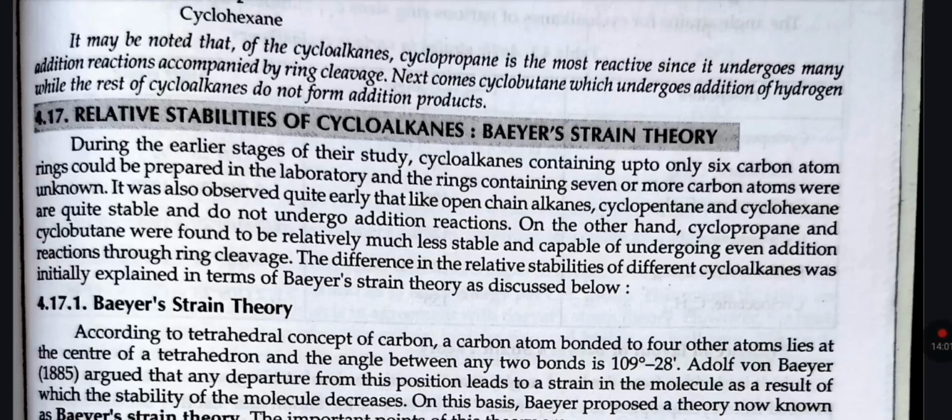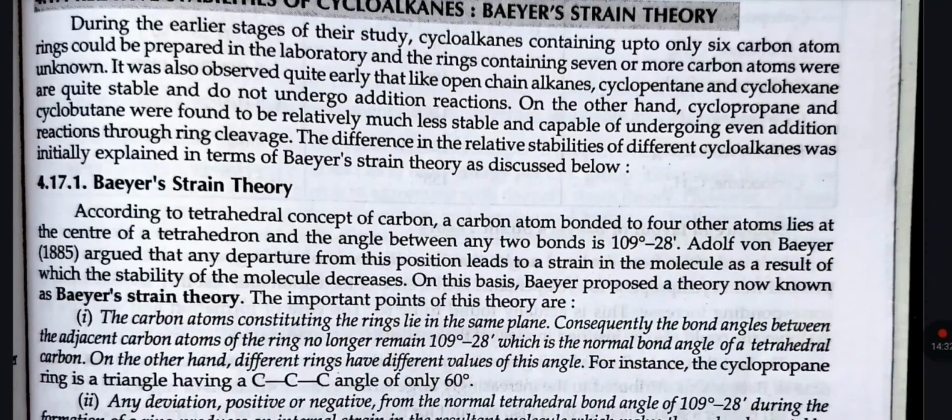During the earlier stages of their study, cycloalkanes containing up to only 6 carbon atoms in the ring could be prepared in the laboratory, and rings containing 7 or more carbon atoms were unknown. It was also observed that, like open chain alkanes, cyclopentane and cyclohexane are quite stable and do not undergo addition reactions. On the other hand, cyclopropane and cyclobutane were found to be relatively much less stable and capable of undergoing addition reactions through ring cleavage.